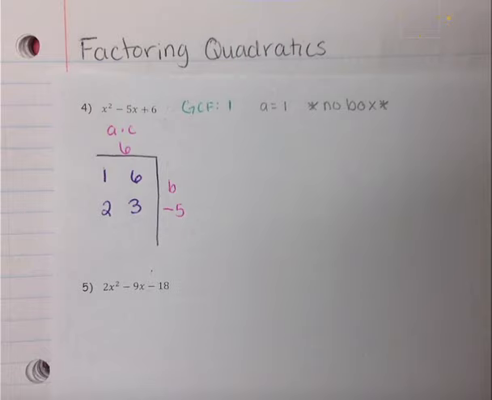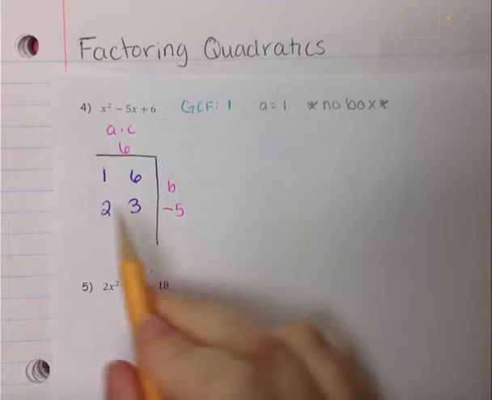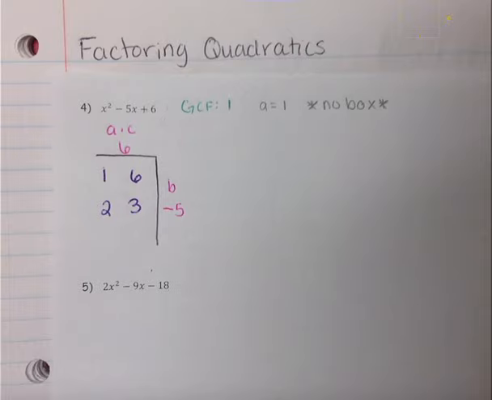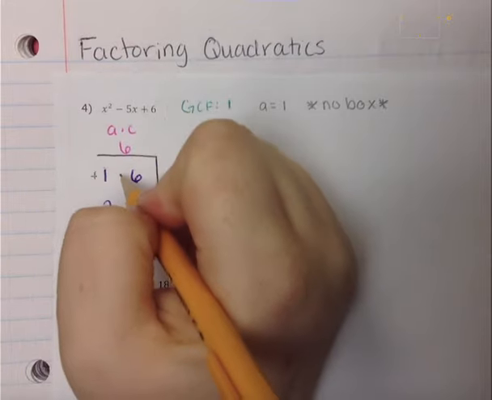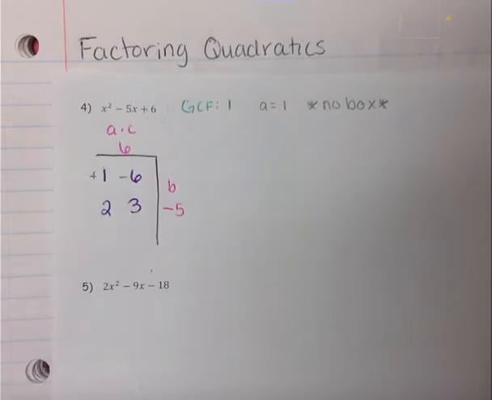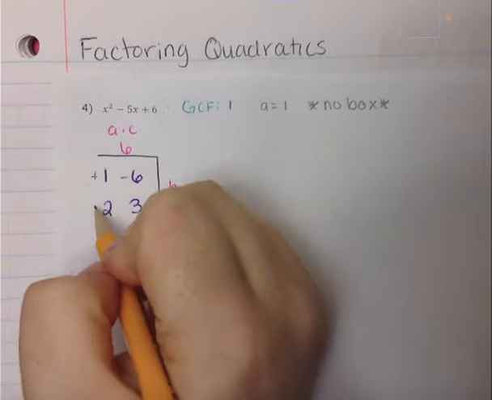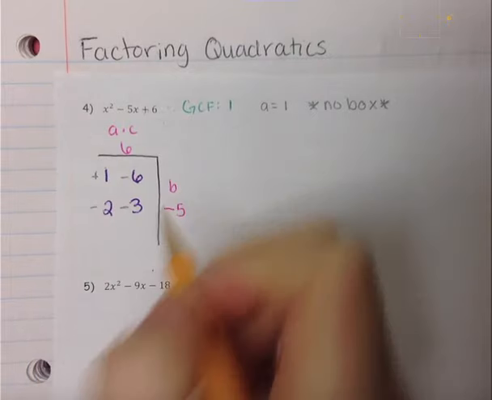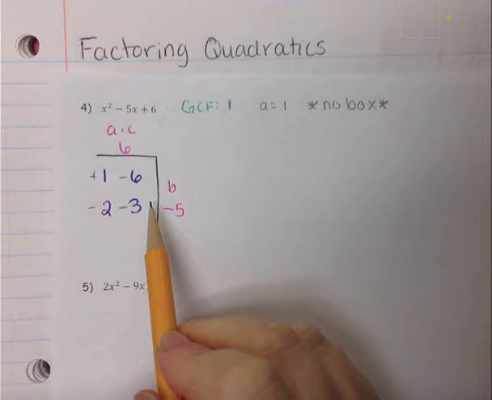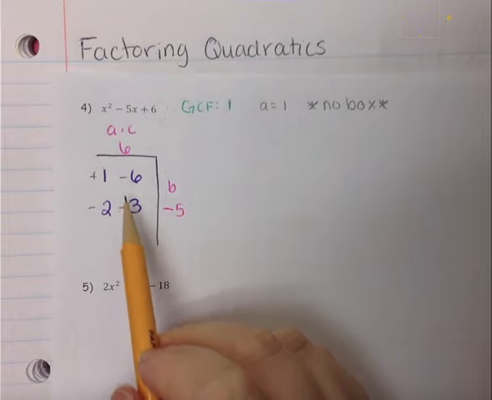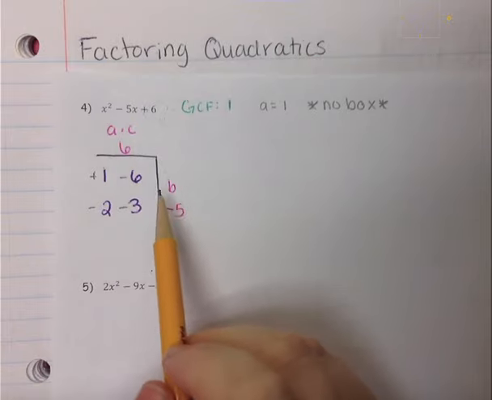Now we look to see if any of the numbers can add to that negative 5. So 1 and 6 can go to the negative 5 if the 1 is positive and the 6 is negative. The 2 and the 3 can also go to the negative 5 if the 2 is negative and the 3 is negative. So actually both of these can add to the b correctly. But remember, you have to make sure that they can mac and ab together.